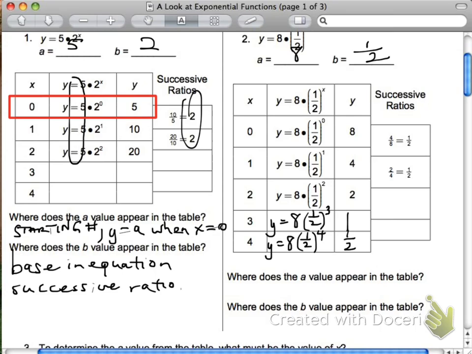Okay, let's take a look at our successive ratios. Again, going backwards. 4 divided by 8 is 1/2. 2 divided by 4 is 1/2. What's the next one going to say? 1 divided by 2, which is 1/2. No different there. And the next one? 1/2 divided by 1. Anything over 1 is itself, so 1/2 divided by 1 is 1/2.